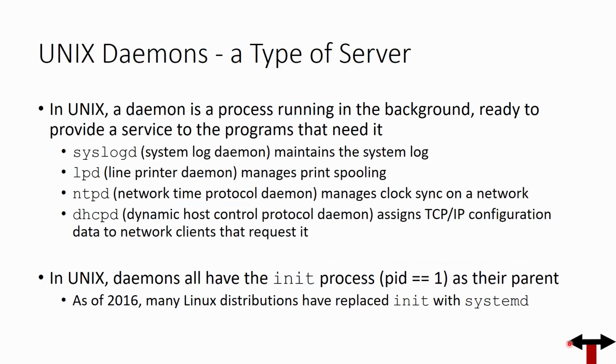So in the Unix world, we have the concept of a daemon, and a daemon is a type of server. It's essentially a process that's running in the background, which we've talked about before. And these daemons are ready to provide service to the programs that need them. So here's a few sample ones. For example, the syslogd daemon is for the system log, and it maintains the system log. It keeps it updated with what's happening on the computer on that server, the physical hardware server. The LP daemon, the line printer daemon, is for print spooling.